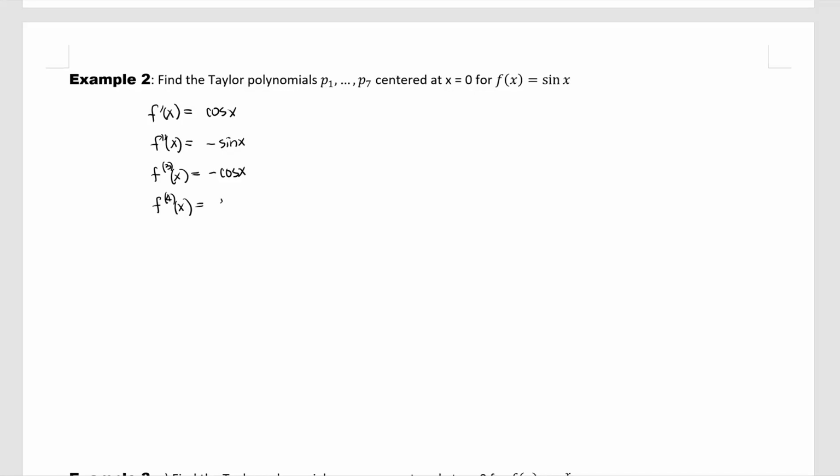So the negative becomes positive. Oh, can you see? This is the same as what we started with. So after four derivatives, it just goes back. It's like periodic, right?